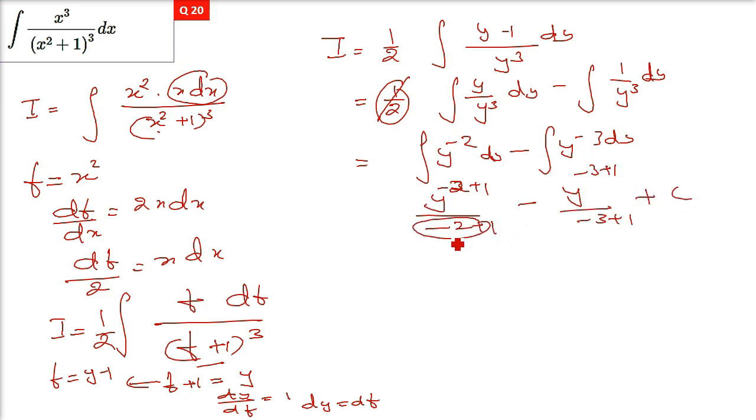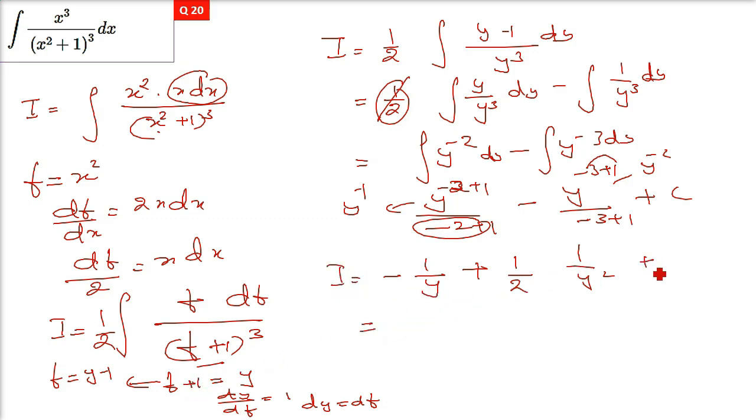Okay, minus 2 plus 1 will be negative 1. Negative 3 plus 1 is negative 2. So y raised minus 1 will become 1 by y. Here it is negative 3 plus 1, and minus will become plus, and 2 in the denominator. So 1 by 2, y raised minus 2, y will go in the denominator. It will be 1 by y square. This along with the constant of integration, this is the integration. But y was taken as t plus 1. First replace y by t plus 1. So negative 1 by (t plus 1) plus half 1 by (t plus 1) whole square plus constant of integration.